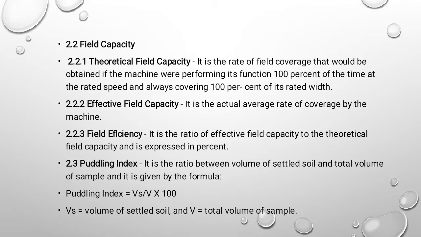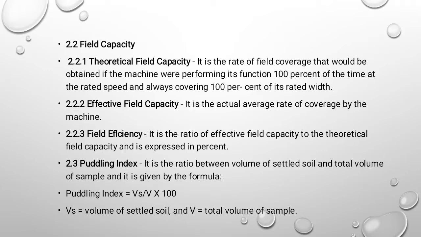Now, field capacity contains theoretical field capacity. It is the rate of field coverage that would be obtained if the machine were performing its function 100% of the time at the rated speed and covering 100% of its rated width. And effective field capacity is the actual average rate of coverage by the machine. Field efficiency is the ratio of the effective field capacity to the theoretical field capacity and is expressed in percent.